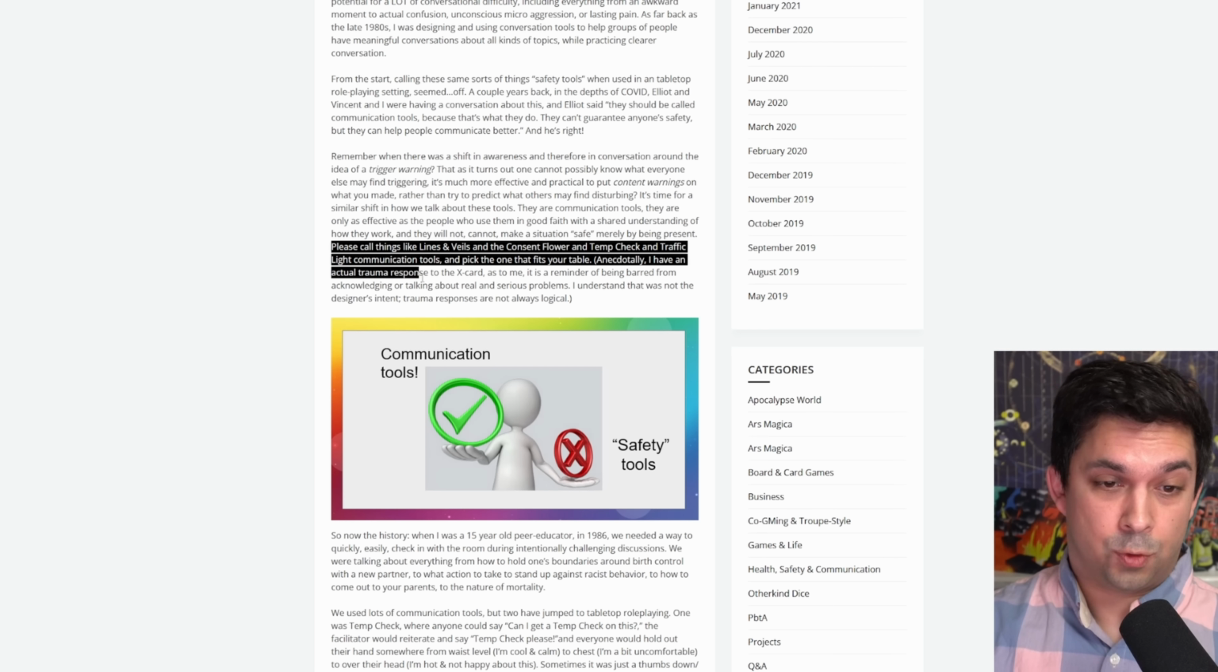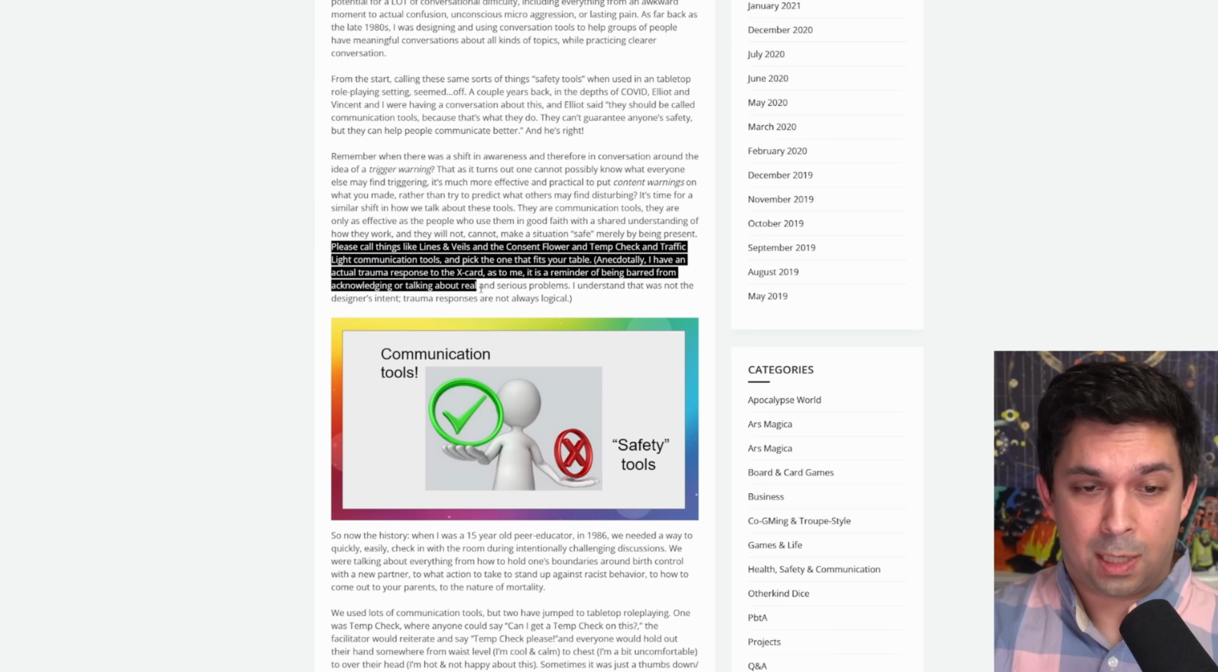Anecdotally, I have an actual trauma response to the X card, as to me, it is a reminder of being barred from acknowledging or talking about real and serious problems. I understand that this was not the designer's intent. Trauma responses are not always logical. Her overall point here is that you need to use what is appropriate for your table. You talk to the players and figure out what makes sense for you. And for a lot of groups, that's just going to be normal, open communication.